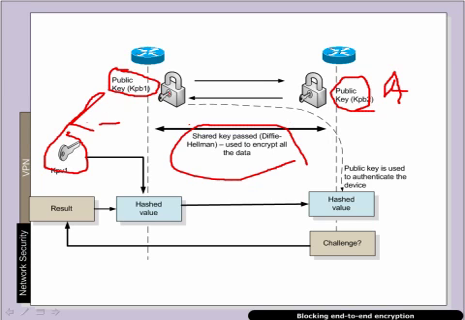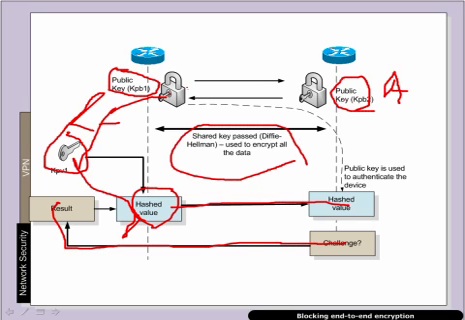To keep authenticating, what happens is that we issue a challenge which has the result. We then encrypt that with our private key to give a hashed value. The hash value is then sent over, and the public key of the other side is then used to check this hashed value.